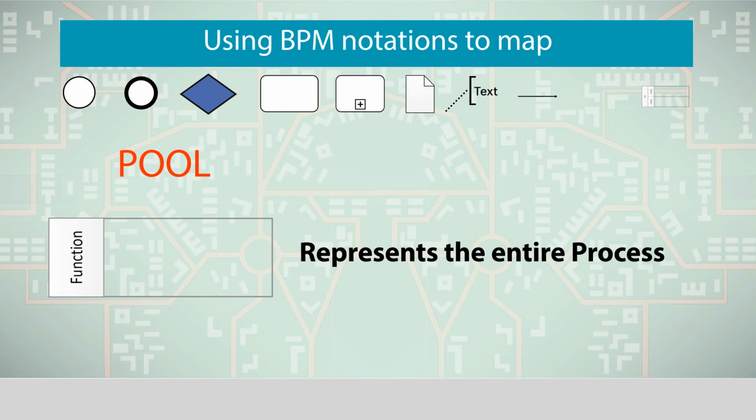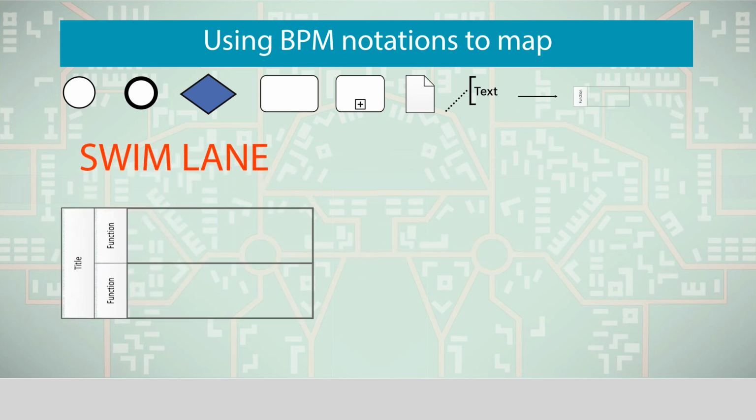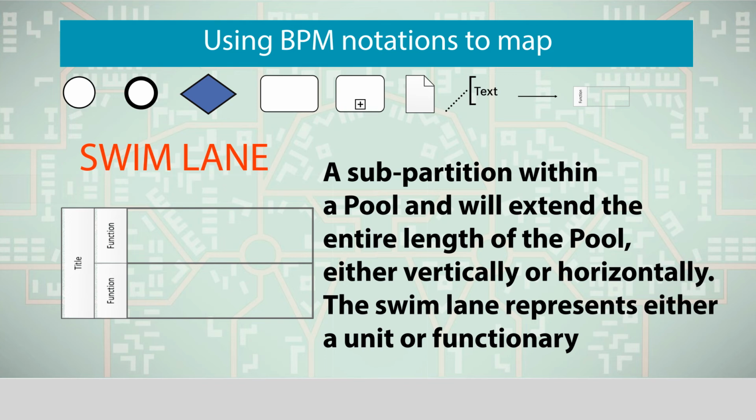A pool represents the entire process. Swim lane is a sub-partition within a pool and will extend the entire length of the pool, either vertically or horizontally. The swim lane represents either a unit or functionary.